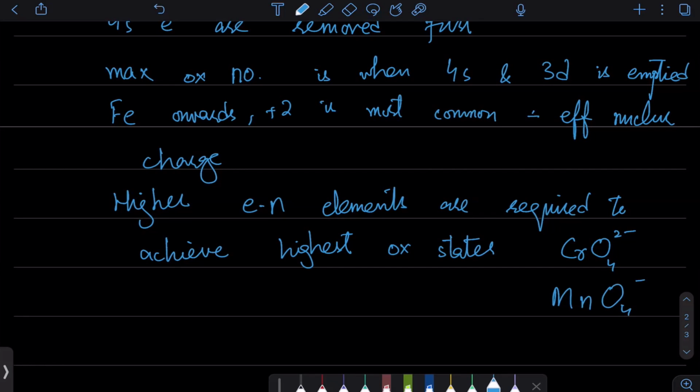In this one, manganese is +7. Okay, this is +7 and this is +6. It's all because it is joined with oxygen. Fluorine के साथ भी जब वो bonding करते हैं तो वो इसी तरह से बनाते हैं.